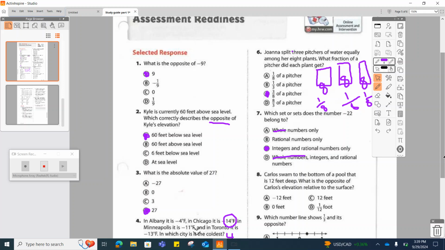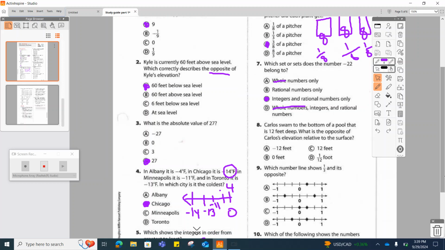Carlos swam to the bottom of a pool that is 12 feet deep. So he went down 12 feet. What is the opposite? So the opposite of down 12 is up 12.